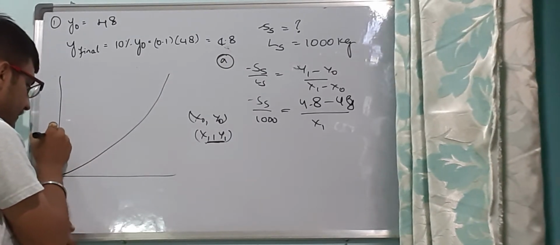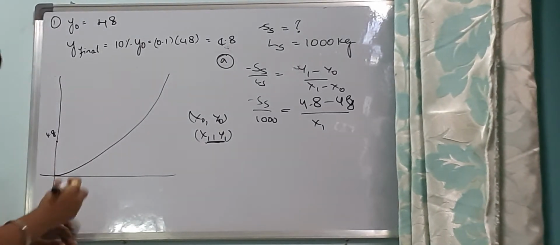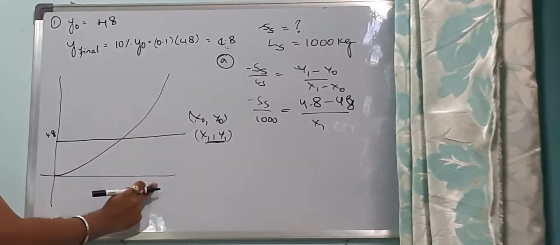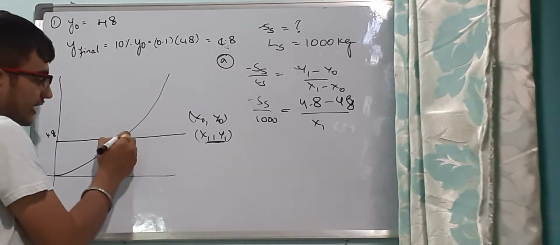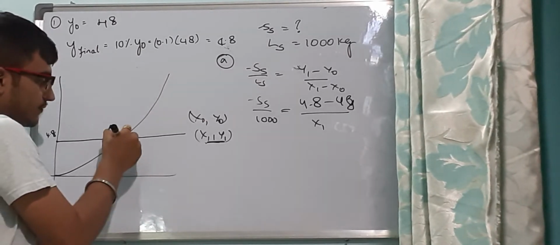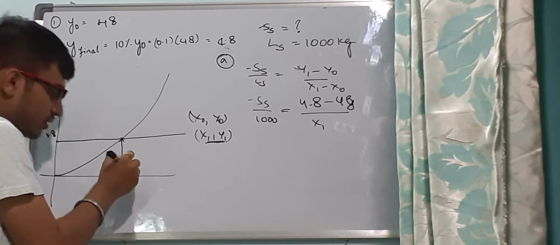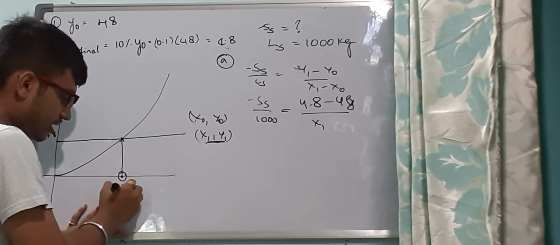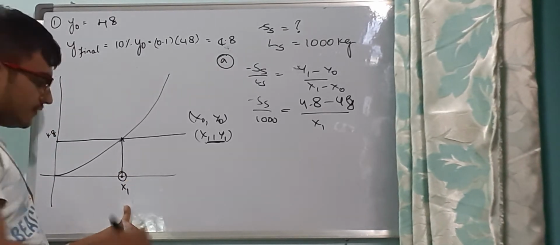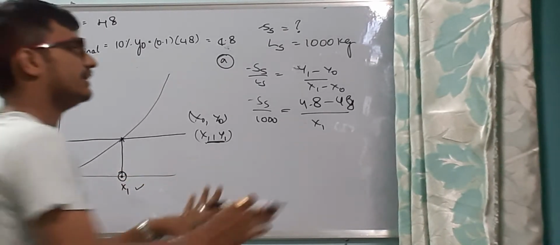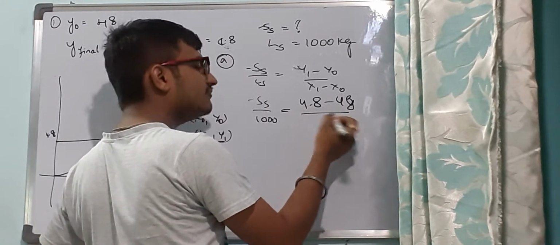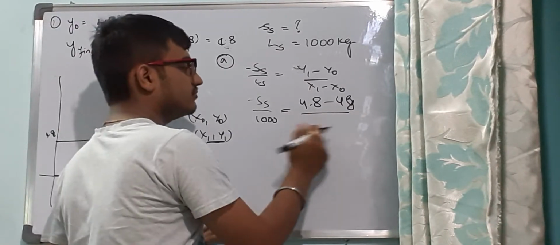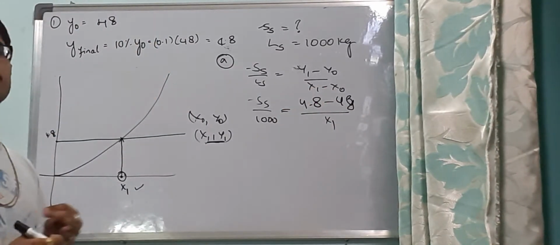So at 4.8 on the Y-axis of the graph, from here draw a straight line parallel to the X-axis. It cuts the equilibrium curve at a certain point. From that point, drop a line down which cuts the X-axis at a certain point. That point is your X1 value. So from this graph you will get your X1 value, I think around 1700 or something. Some X1 value you are going to get from the graph.